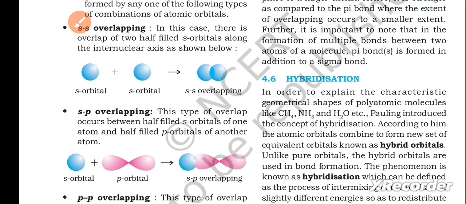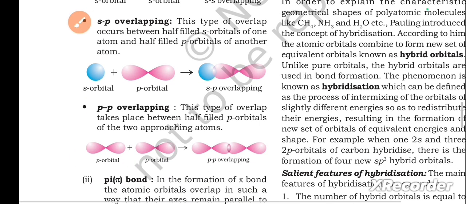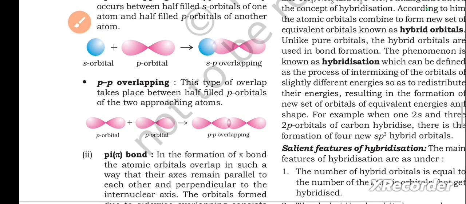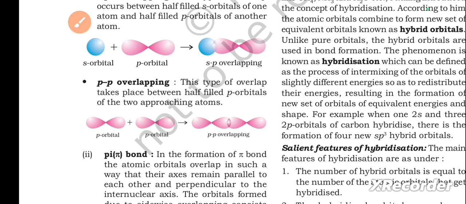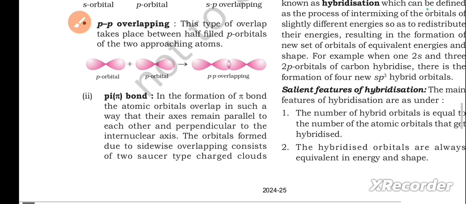Next, sp overlapping. This type of overlap occurs between half-filled s orbitals of one atom and half-filled p orbitals of another atom. Next is pp overlapping. This type of overlap takes place between half-filled p orbitals of the two approaching atoms.